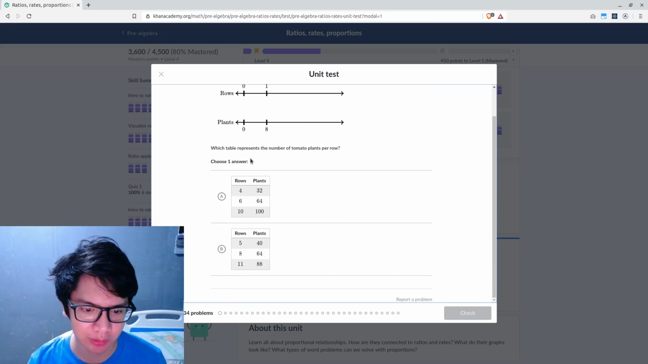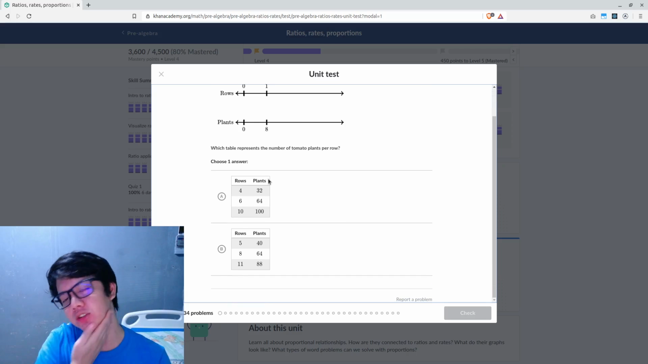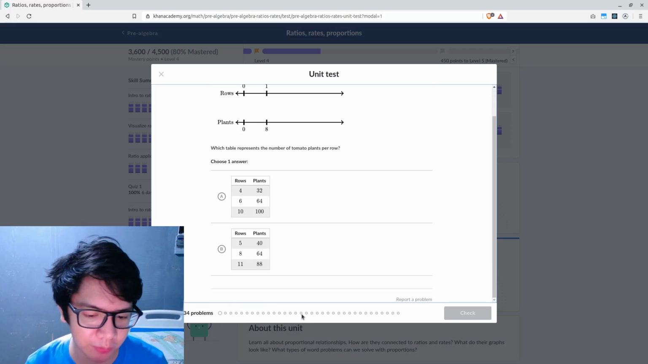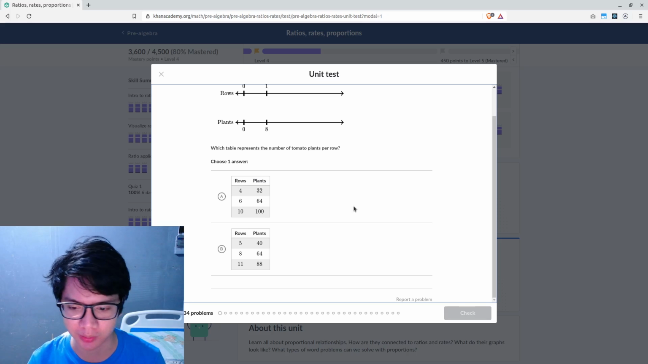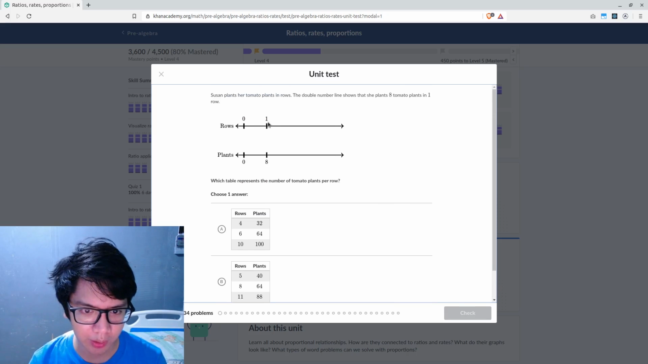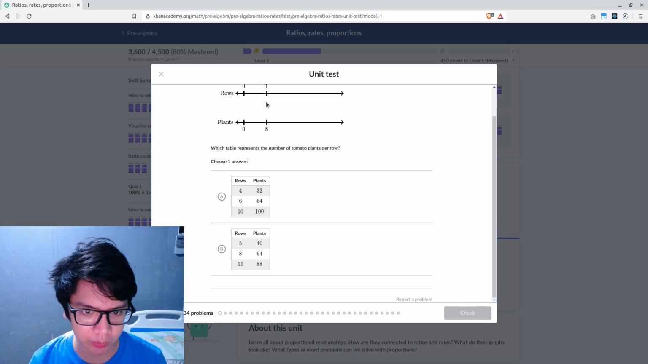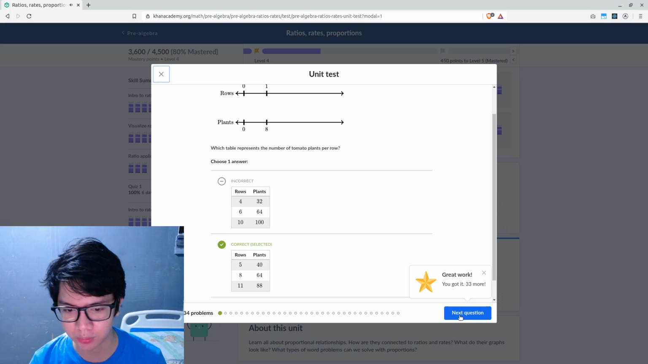Alright, so just whatever. Oh my god, I don't want to make a mistake, because just one mistake and I'm gonna redo the whole thing. Plants per row. So this is a 1 to 8 ratio. Okay, so multiply by 8, multiply by 32, multiply by 8, no. Multiply by 8, 64, 50, 11, okay, cool, B.